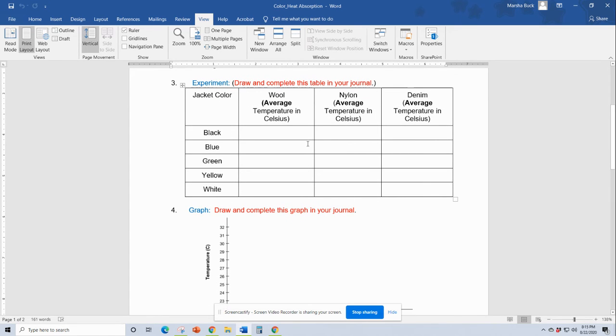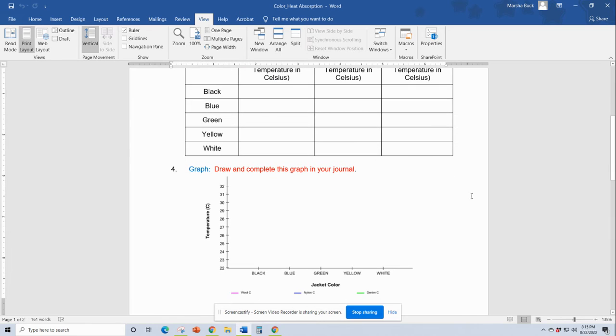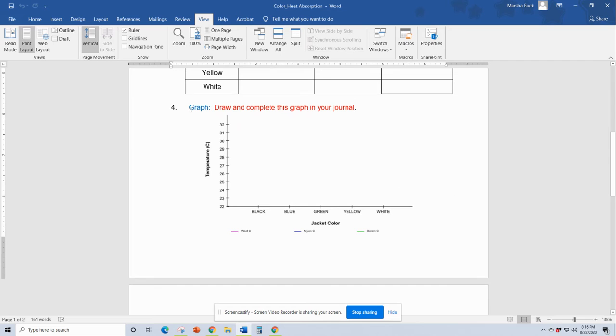After we get a bunch of numbers in here in a few minutes when we do the experiment, we're going to want to take those numbers and turn it into a graph. So what I want you to do is write number 4, graph, and you're going to draw this graph in. And you've got to have everything ready to roll, guys. So go ahead, and these numbers go 22, 23, 24, 25, up to 32. This is your y-axis. You want to label it temperature in Celsius.